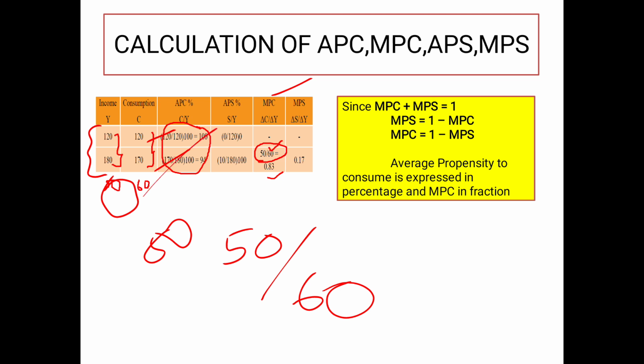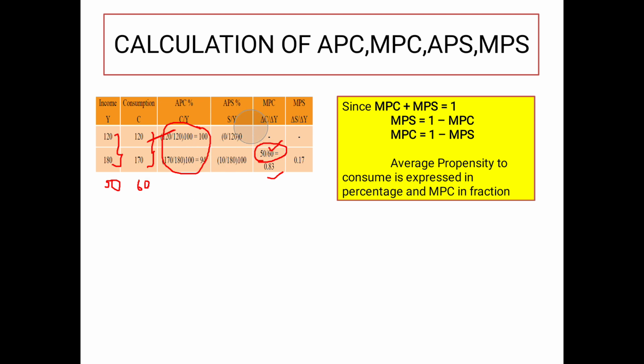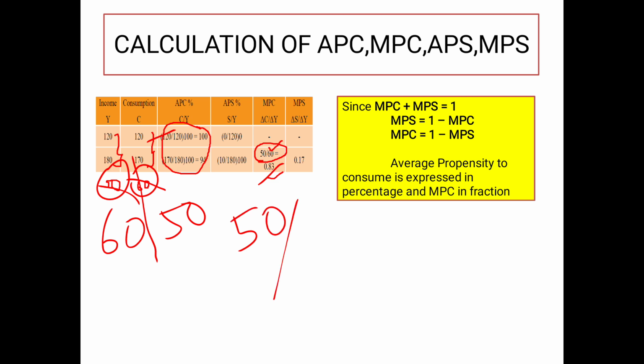So you have to know the calculation now. It is a simple calculation, not very difficult. You can easily understand it. Now you have to calculate MPC. How do you calculate MPC? This is 60, and the difference is 50. Now 50 divided by 60 is equal to 0.83. So that is the answer given here.